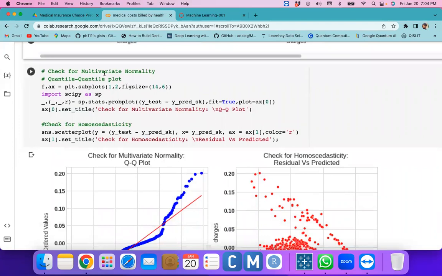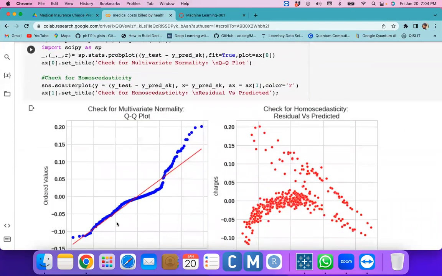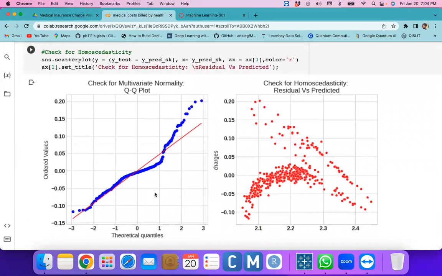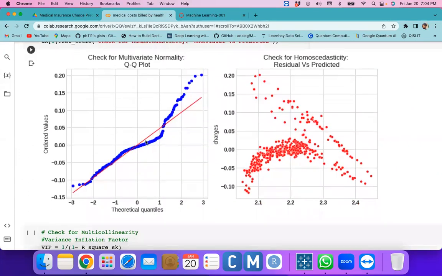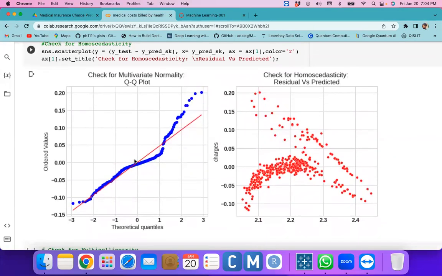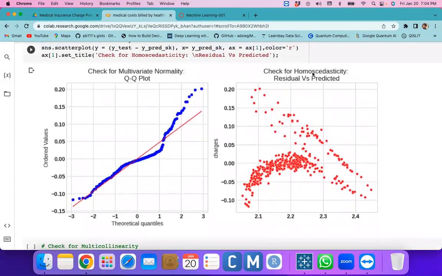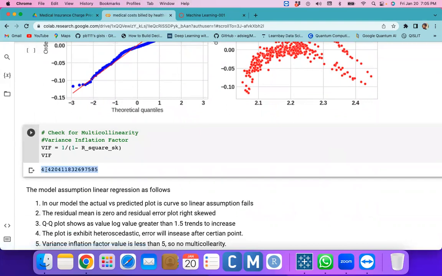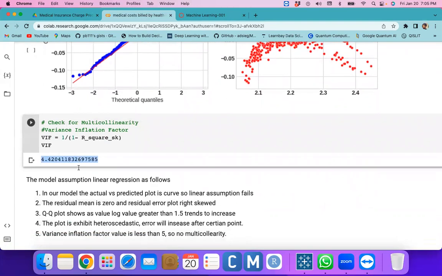Residual normality is checked with the QQ plot, which has this red line and this blue line. If they are the same, then it could be normality. But there is some kind of variation here, so I can say that the model assumptions are not met. Homoscedasticity means the variance of error should be constant, but it was reduced, right? Your VIF value is less than 5 only, so that's not a problem.